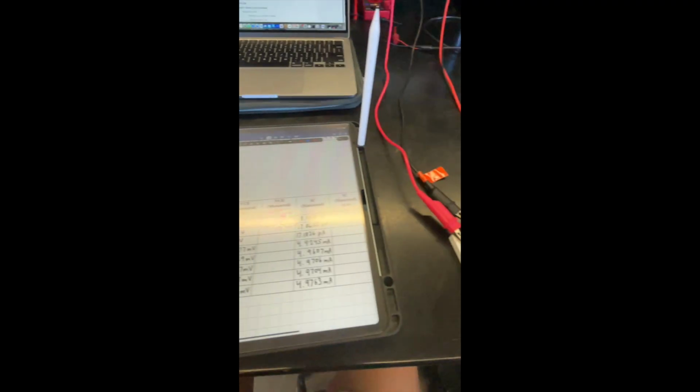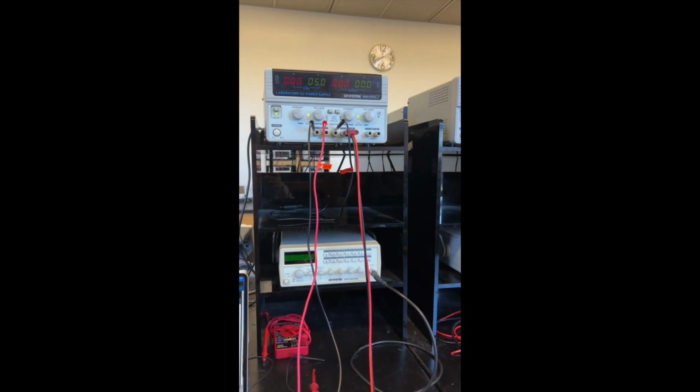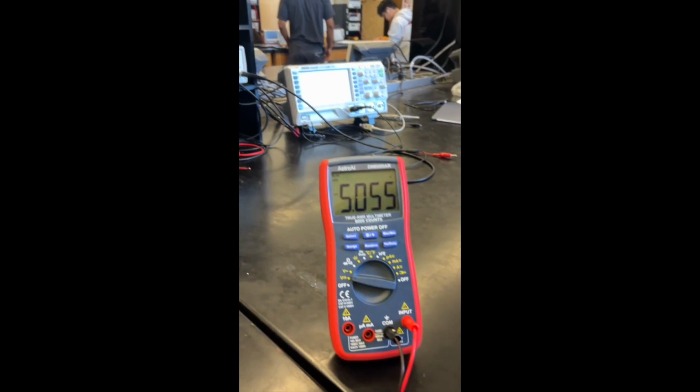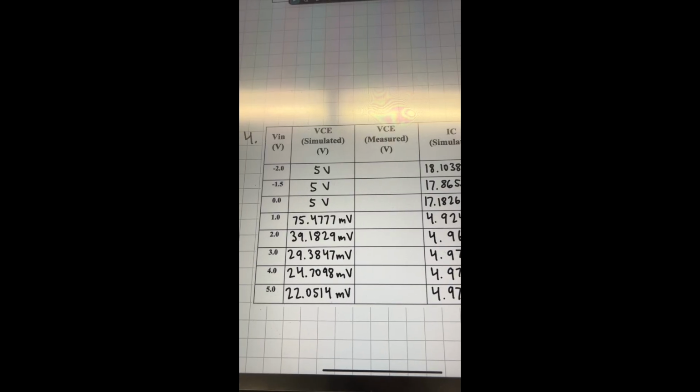So first, I'm going to be starting with looking at when the VN is 0. So when this voltage right here is 0. So I have it set to 5 and 0. And I'm getting a voltage reading of 5.055 volts. And my simulated was 5 volts.